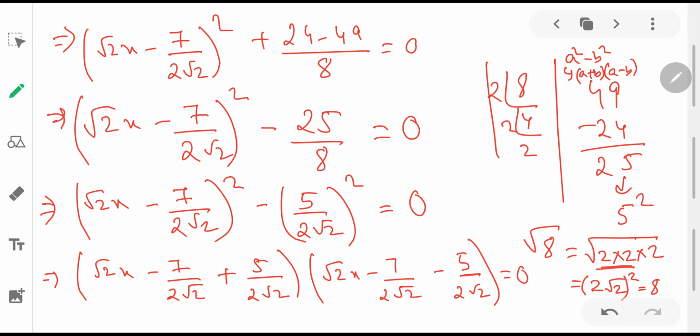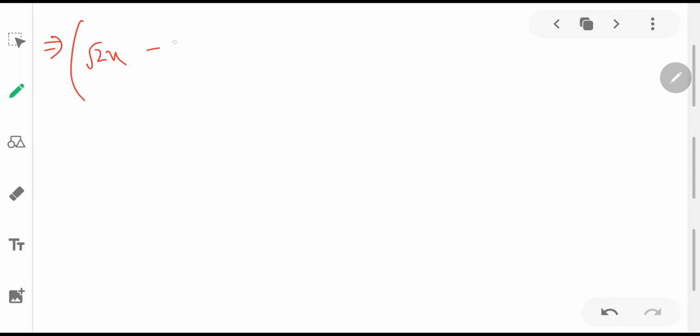Implies root 2x minus 7 plus 5. Minus 7 plus 5 will be how much? It will be minus 2. Why minus? Because before the greater number we have minus. We need not take any LCM here because the denominators in the second and third terms are the same. So we will have minus 2 by 2 root 2 here. Minus 2 by 2 root 2. 2 and 2 will get cancelled here.